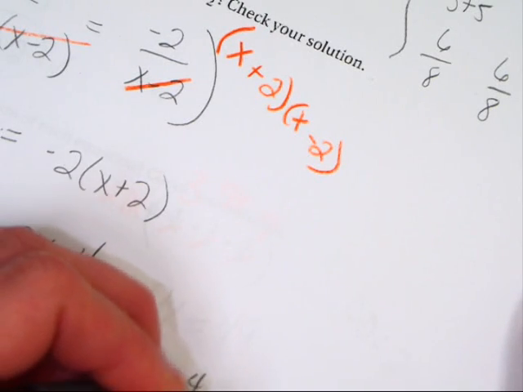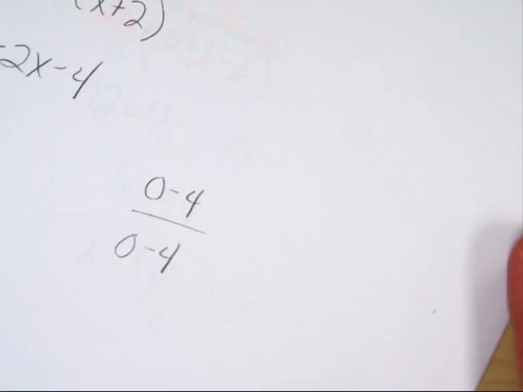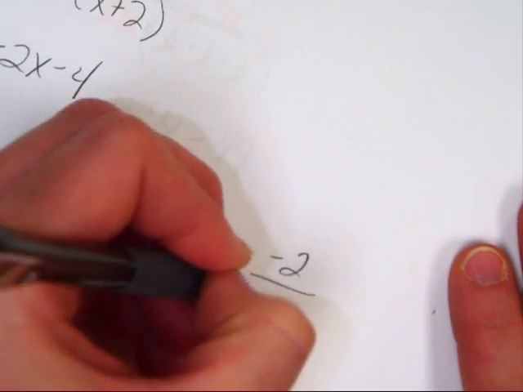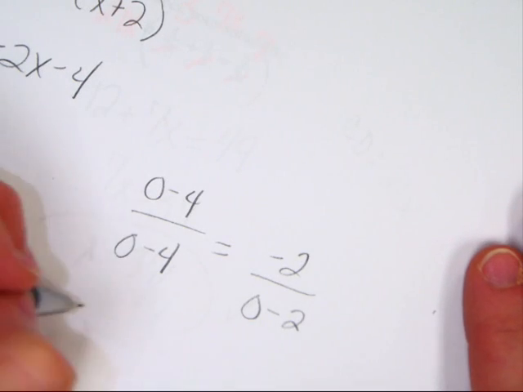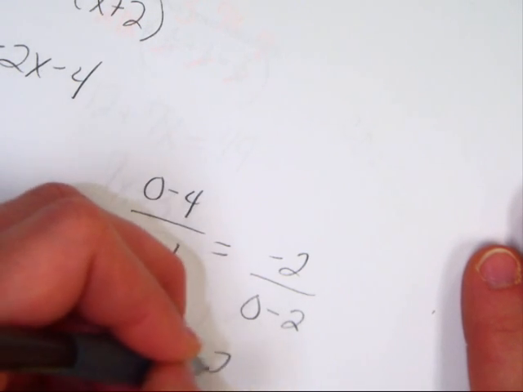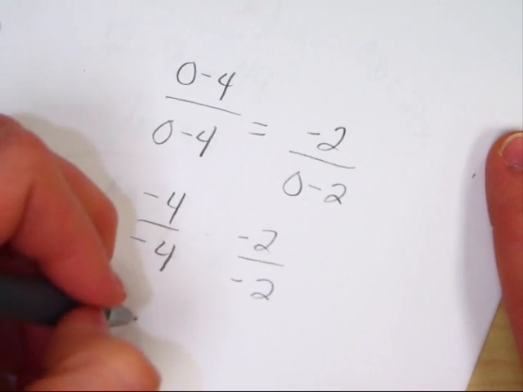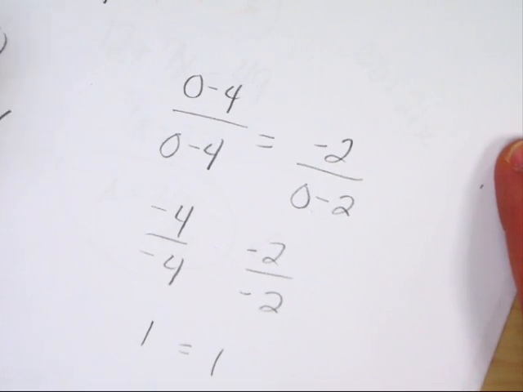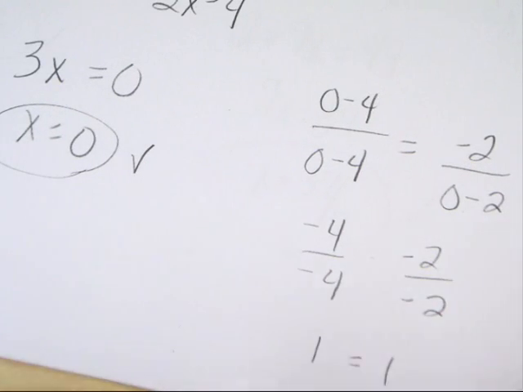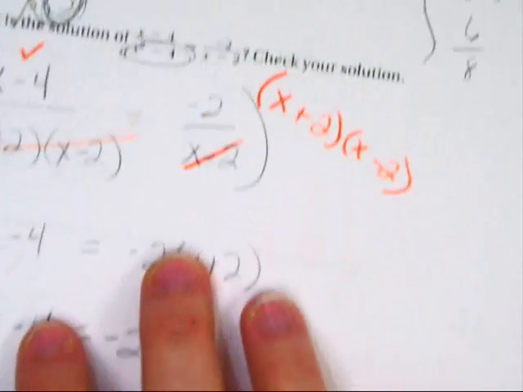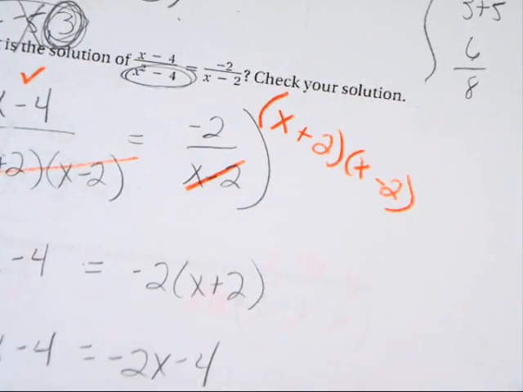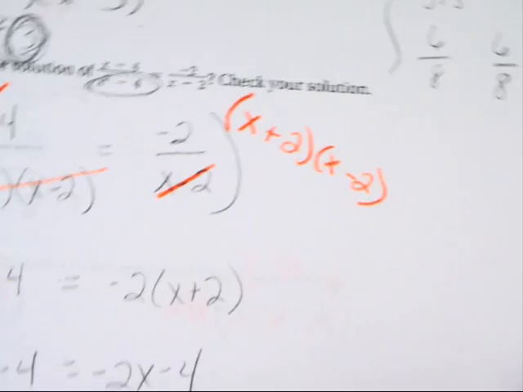We'll do 0 minus 4 over 0 minus 4 equals negative 2 over 0 minus 2. That's negative 4 over negative 4 and negative 2 over negative 2. Well, those are both equivalent to 1. So 0 is an answer. Now, if you would have cross-multiplied, you would have got 2 answers, and one of them would be extraneous. So what we did is we really helped ourselves out by finding the common denominator and canceling at the beginning instead of having an extraneous answer at the end.